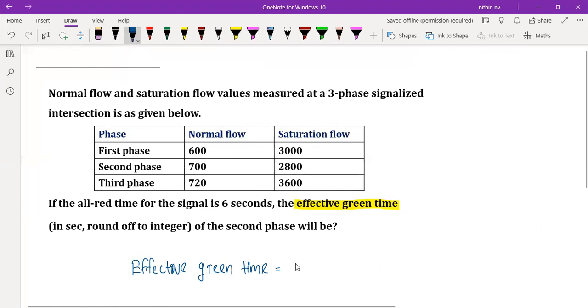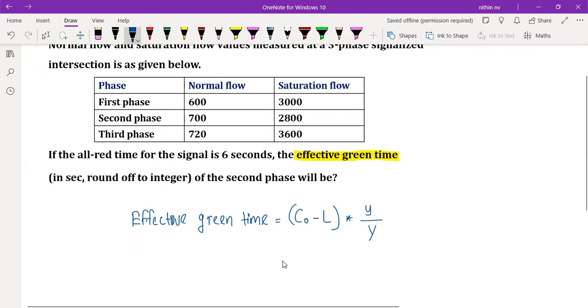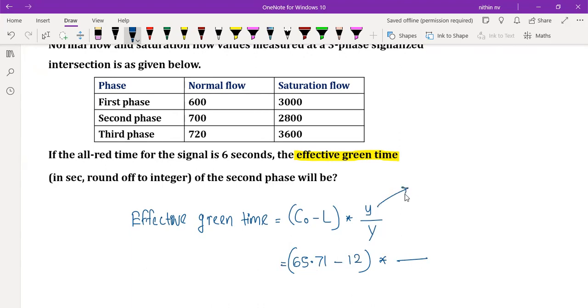Now, what is that equation? It is (C0 minus L) into y value divided by capital Y value. What is C0? It is the optimum cycle time, which means it's the same data. In the previous question, we have already calculated that as 65.71 seconds, C0. L value we have already calculated as 12 seconds. Now, there is a small y there, because this small y can be either 0.2 or 0.25 or 0.2, according to our example.